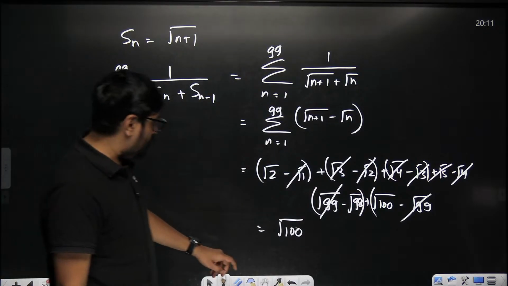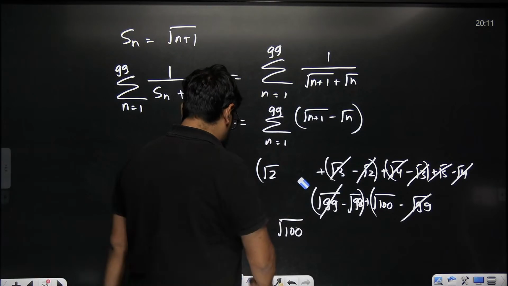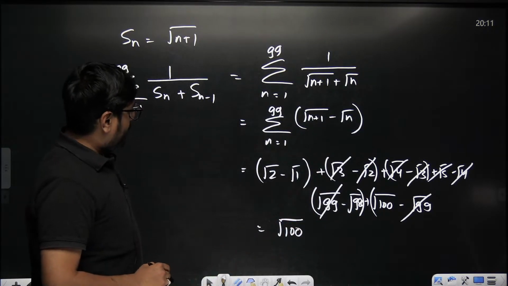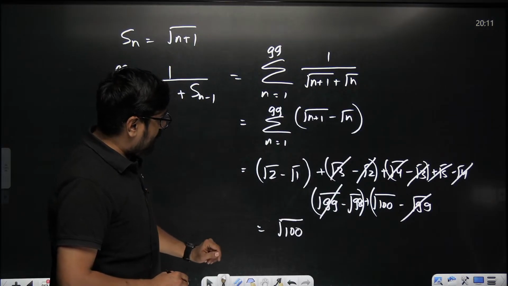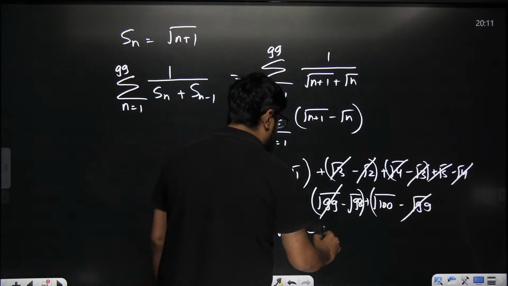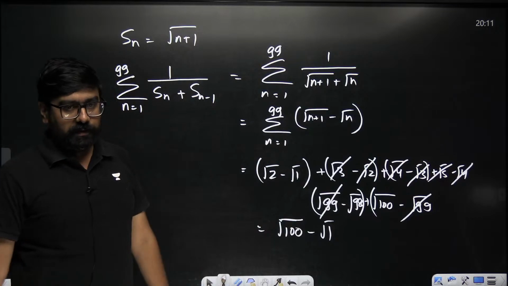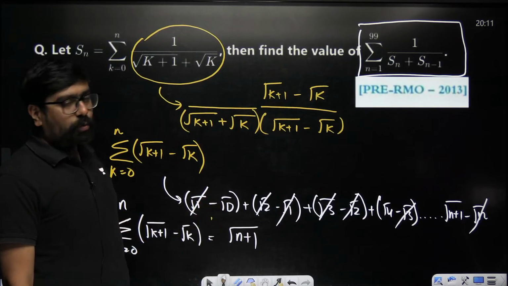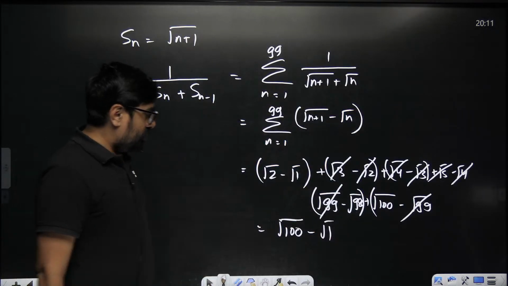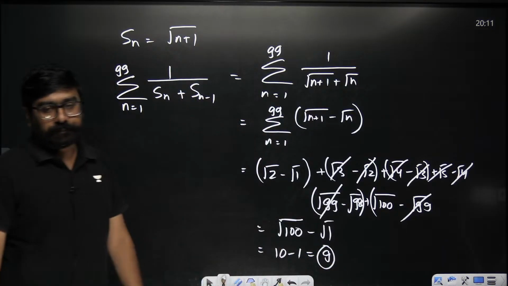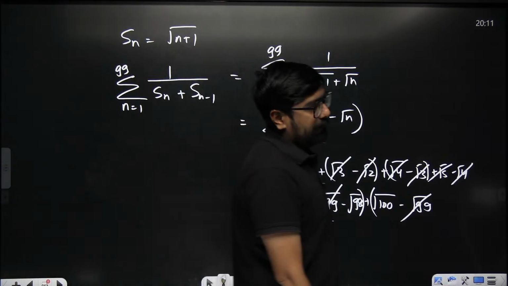Oh no, why did we cancel square root 1? Square root 1 is not going to be there. We cannot cancel square root 1. Square root 2 is getting cancelled and square root 1 will remain. Yes, square root 1 will remain. First negative term is going to remain. Let's check here also. Acha, here square root 0 was there. That's why we didn't consider. So here square root 1 will also remain. So this will be 10 minus 1. That means our answer will be equal to 9.